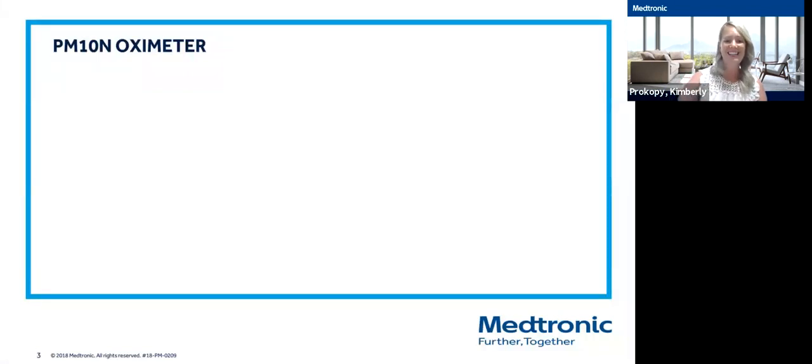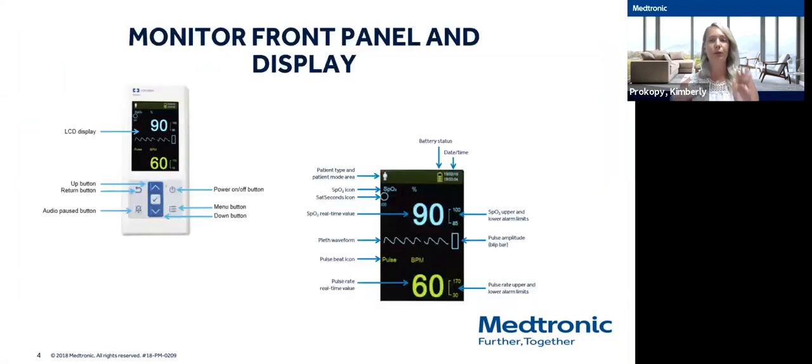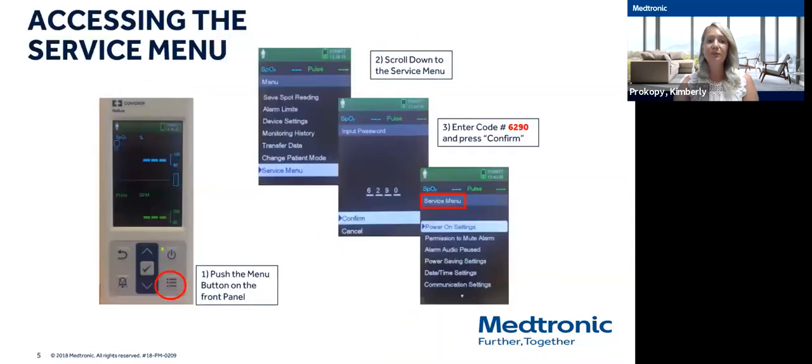Okay. So first off, again, I'm not going to go through the whole oximeter with you. I'm sure you're all familiar. The main important button on there that we're going to be talking about a lot is the menu button, and then the check mark button, which is your select, and then you use the up and down button in order to make your selection. Okay. Something else I wanted to talk about, because we're going to go into this in a little bit more depth, is accessing the service menu.